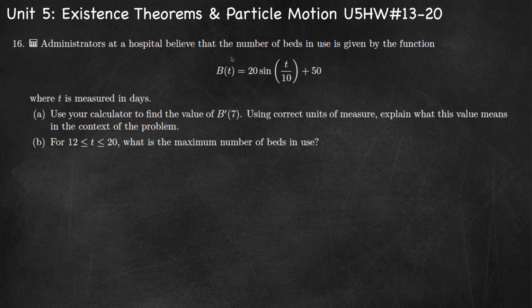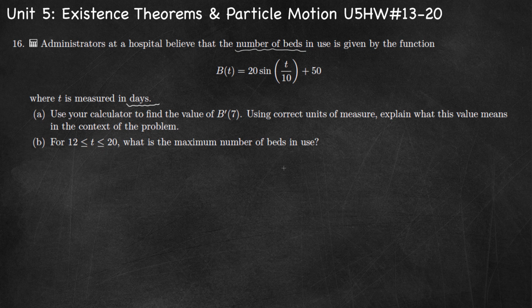So our function b represents the number of beds, and t is measured in days. So b of t is the number of beds after t days. Part A, use your calculator to find the value of b prime of 7, so the derivative of b at 7. Using correct units of measure, explain what this value means in the context of the problem. And then for time t between 12 and 20, what is the maximum number of beds in use? So we want to find an absolute maximum for part B.